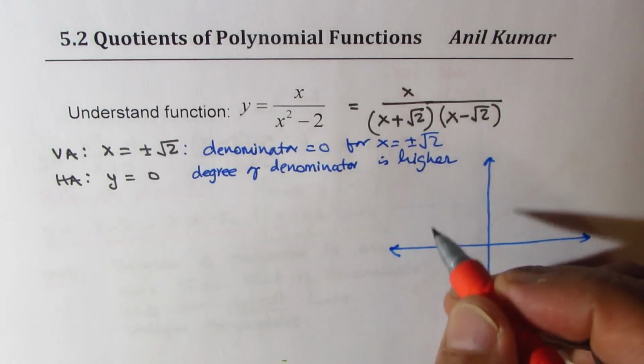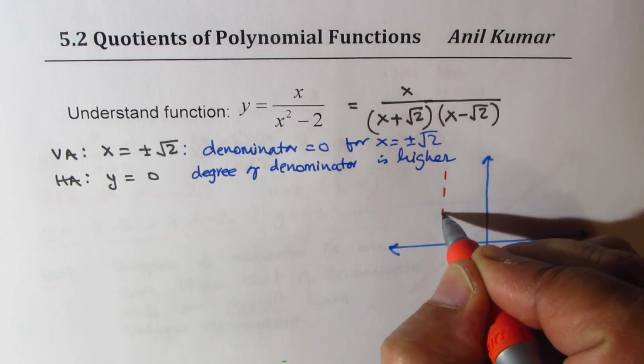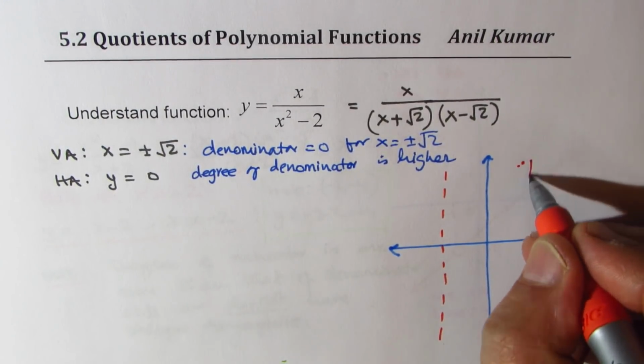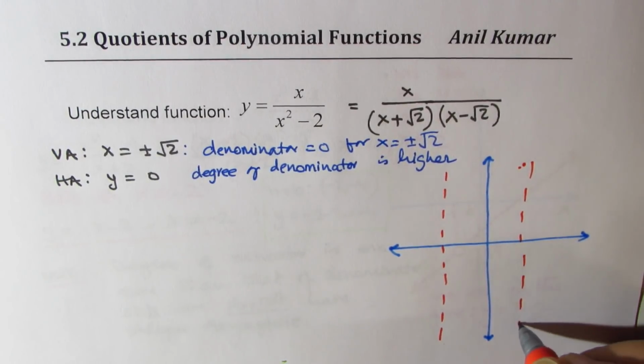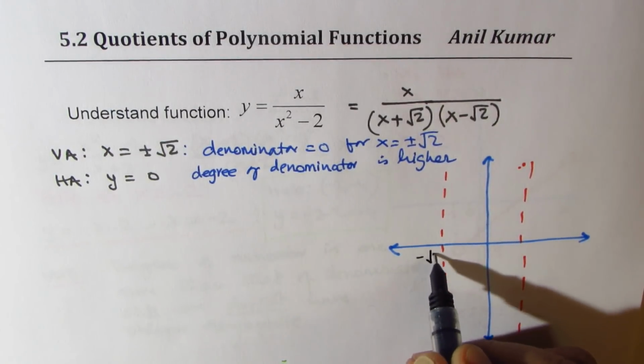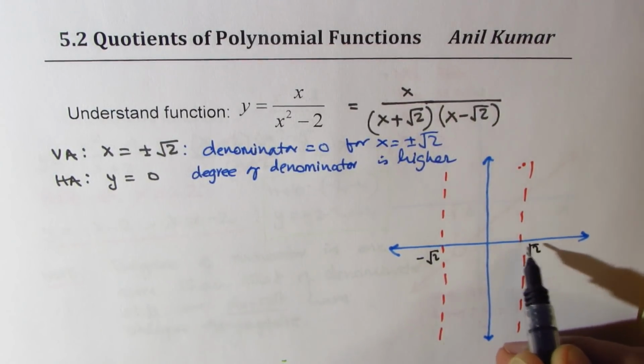So, square root 2, plus minus. Let's say these are my vertical asymptotes at x equals plus minus square root 2, right? It has to be symmetric. Okay, so we have these two asymptotes, which are at minus square root 2 and at plus square root 2, right?